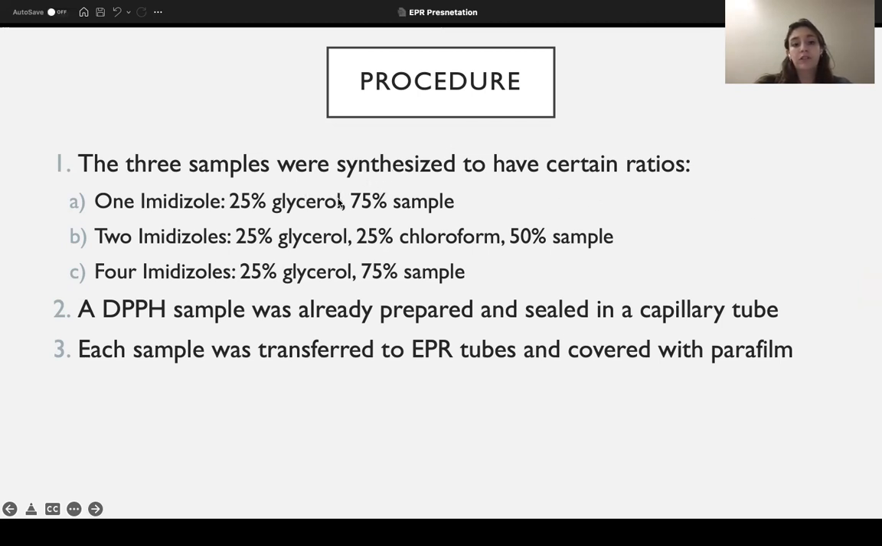Sample 1: 25% glycerol, 75% sample. Sample 2 is 25% glycerol, 25% chloroform, and 50% sample. And sample 3 is 25% glycerol and 75% sample. The DPPH sample was already prepared and sealed in the capillary tube, and that was run first to get a baseline of the center field. And each sample was then transferred into EPR tubes covered with parafilm to mark how far down to put the tube into the ESR machine, so nothing gets broken.